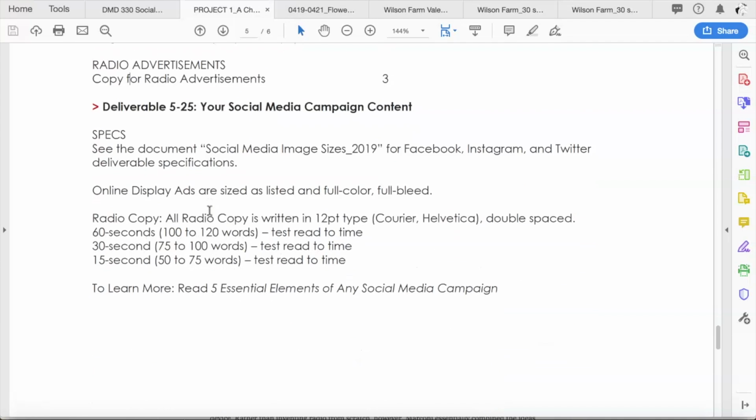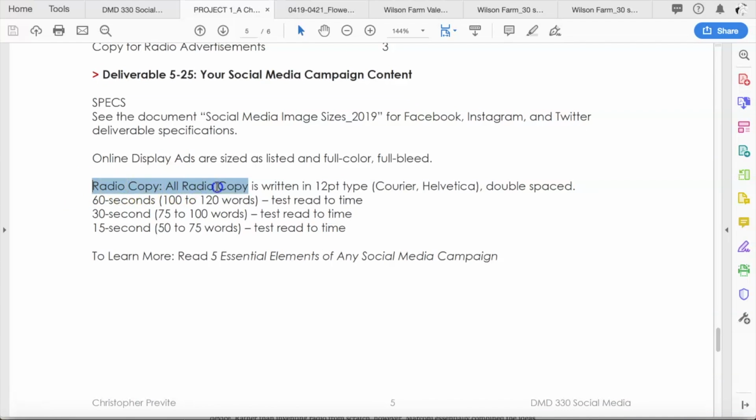Now, if we look down at the specifications of the radio ads at the bottom here, all radio copy is written in 12-point type, either Courier or Helvetica, and double-spaced. We're going to look at some examples in a little bit, which you can find in the Week 12 folder under Files. And like I said up here, you're going to make 3 different radio ads. You're going to do a 60-second ad, which is approximately 100 to 120 words. Why do I say approximately? Well, it depends on how quickly you speak. If it's a fast-paced ad where the person doing the reading, the voice talent, is reading quickly, then you're going to get through more words quickly.